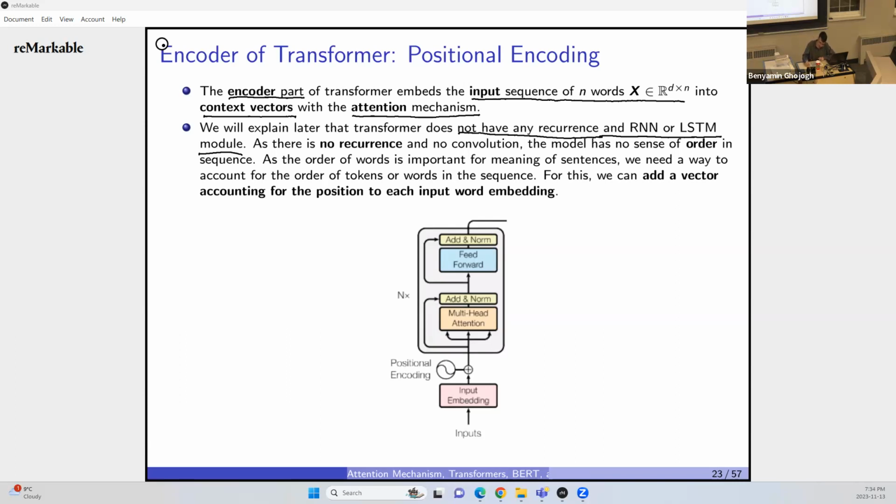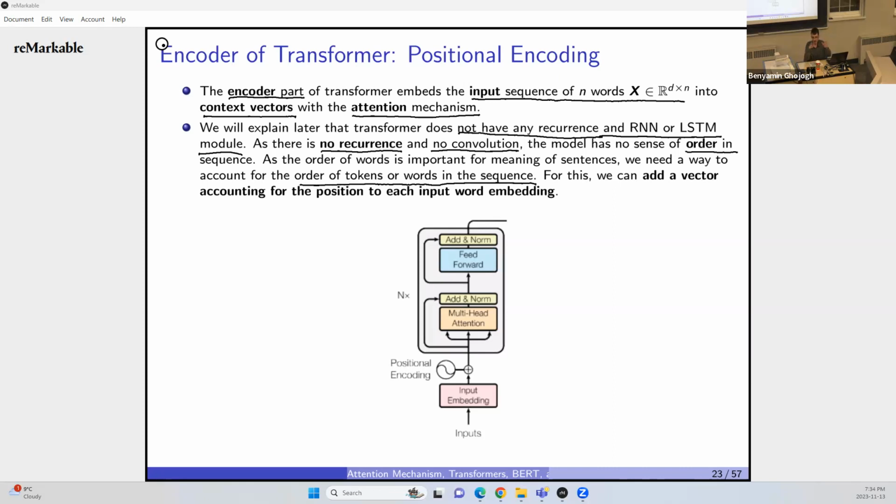For processing sequence. As there is no recurrence and no convolution, the model has no sense of order in the sequence, right? So one issue happens: how do we encapsulate the information of order? Because we know that in sequence processing, order is very important, right? In contrast to regular data where order should not be important. So as the order of words is important for the meaning of a sentence, of course, for example, "I am well" is different from "am I well", right? These are completely different sentences. So we need a way to account for the order of tokens or words in the sequence, right?